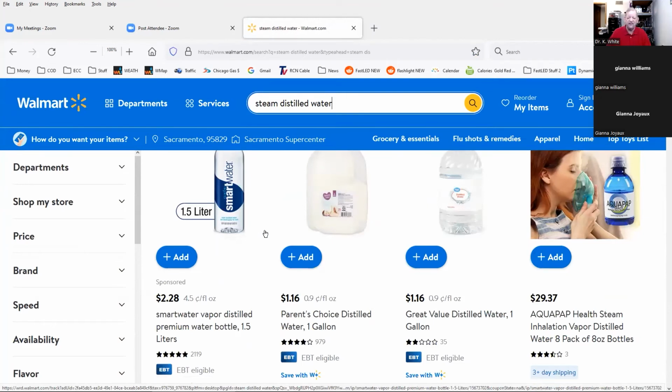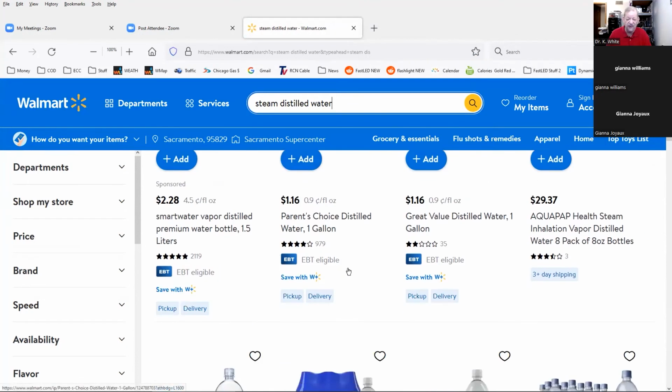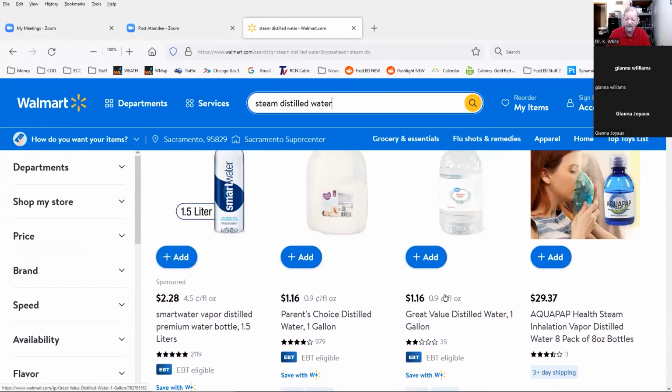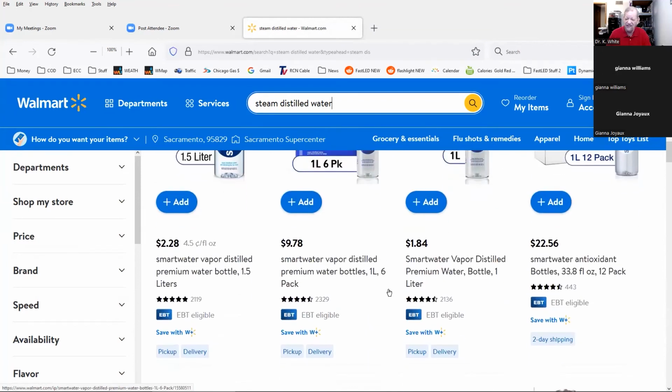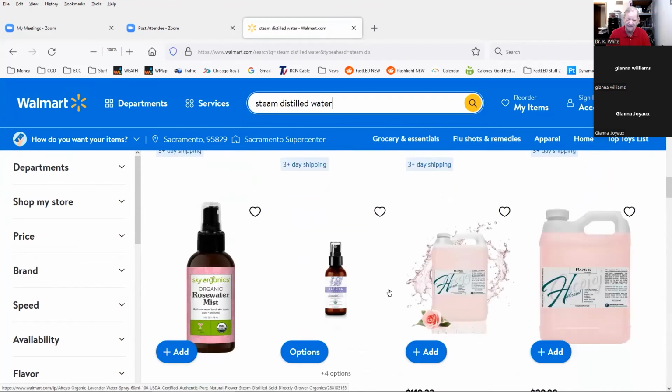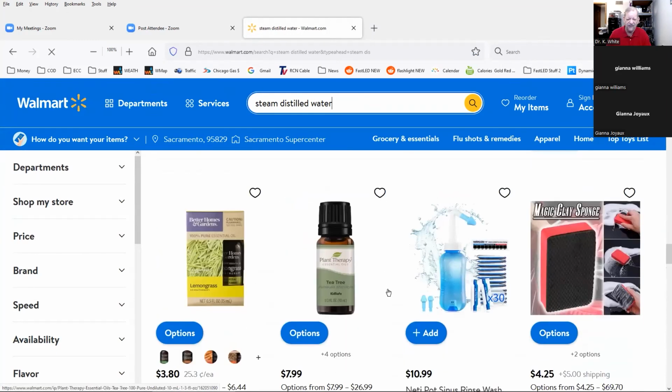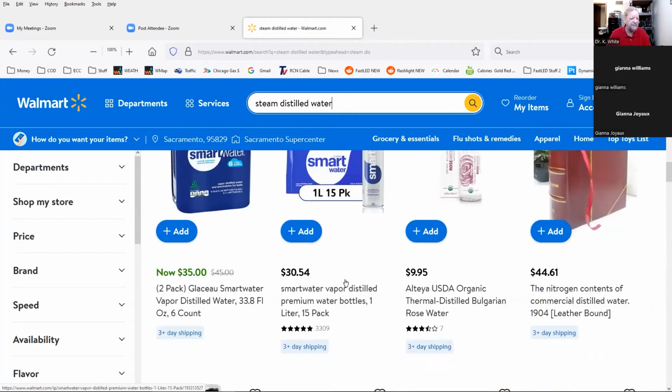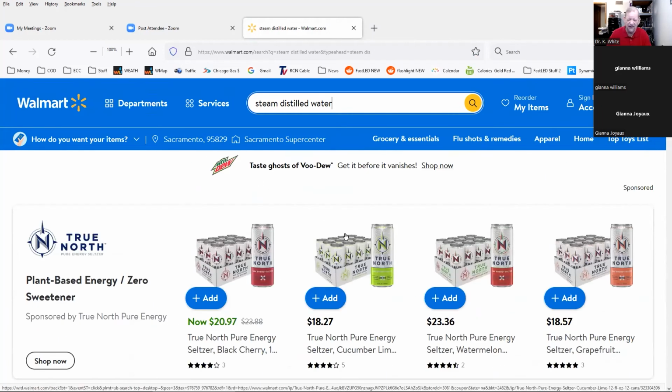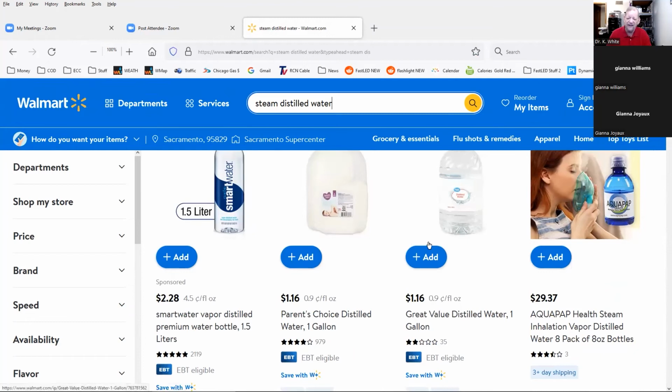If you notice, you see on your screen there, they have Parents' Choice distilled water. They also have their Great Value distilled water, and that's $1.16 for a gallon. So I would recommend you do that. It's a lot cheaper than the other stuff you can get. I don't see any steam distilled water, but I have Sacramento here, but I'm sure your local Walmart has it. Either Jewel or get distilled or steam distilled water, because otherwise you'll get bad results.